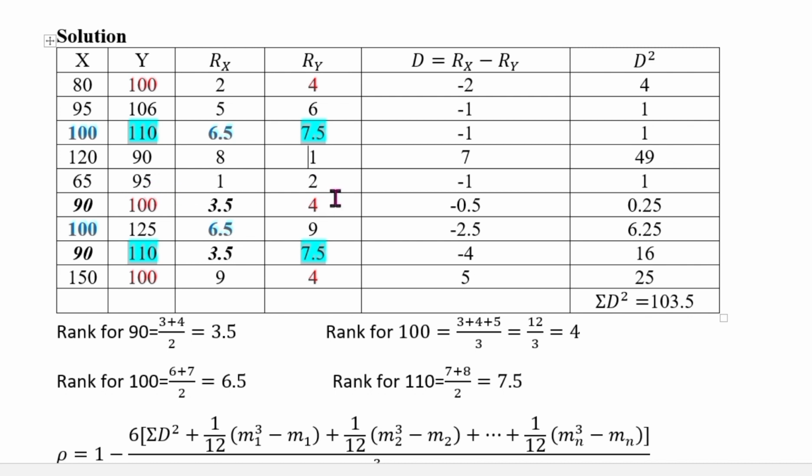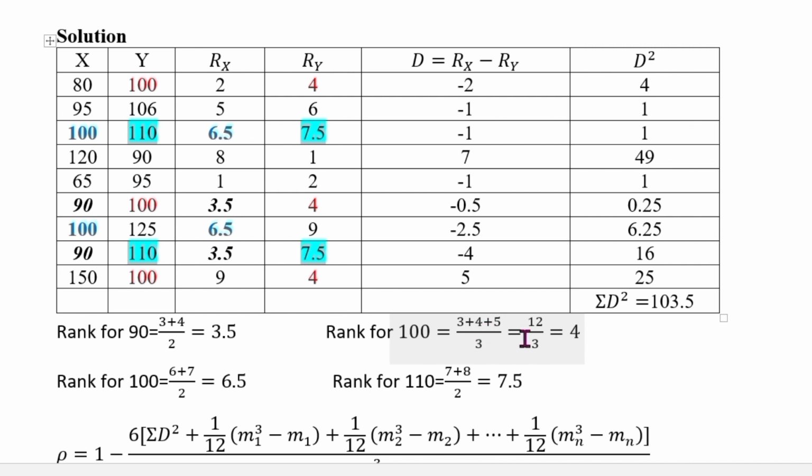Then the third lowest value after 95 is 100. There are 3 of them. We have this, this, and this. So one of them will be ranked 3, another one 4, another one 5. Add those ranks, divide by 3 because there are three 100s here, so that you can get the average rank to use for each one of them. That gives you 4. That's why we have rank 4, rank 4, and rank 4. Remember we have utilized rank 3, 4, and 5.